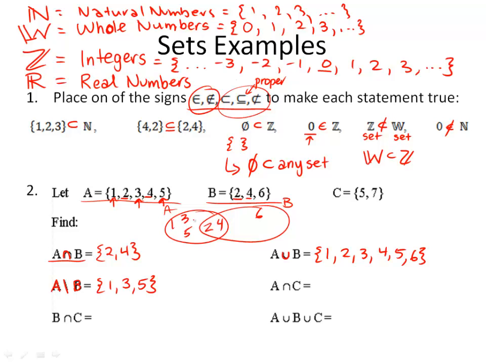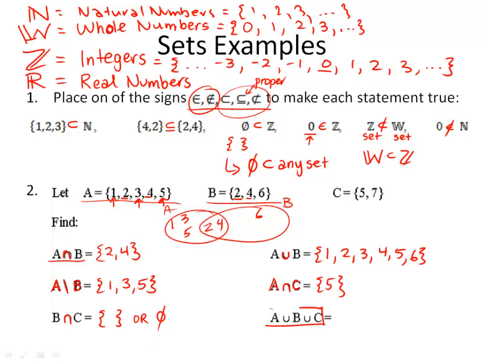Sometimes that's helpful. Now we want to look at the intersection of A and C. So only the common components, cookie cutter, common components of A and C. So we've got 5, and that's about it. Cookie cutter between B and C. So common elements between B and C. Now, okay, 2, 4, 6, 5, and 7. Is there anything common? No, there's not. So the intersection is an empty set. You could write either empty brackets or you could write a 0 with a slash through it.